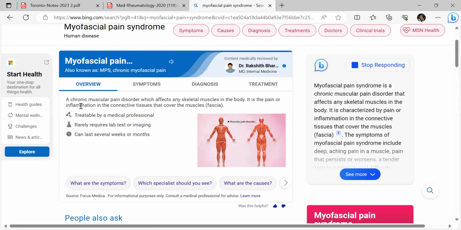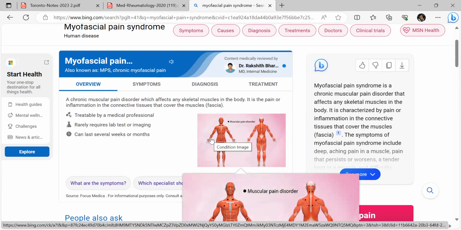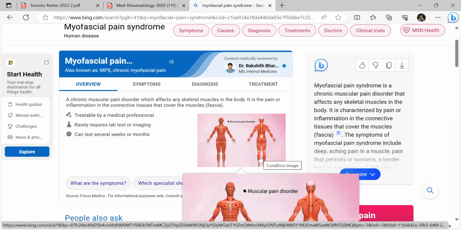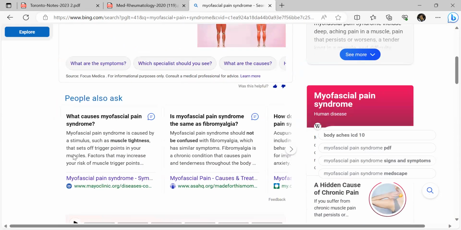It is the pain or inflammation in the connective tissue that covers the muscles, like the fascia. So it's a chronic muscular pain disorder of any skeletal muscle, and it's the pain or the inflammation in the connective tissue that covers the muscles, that is the fascia. Syndrome caused by a stimulus such as muscle tightness that sets off trigger points in your muscles.